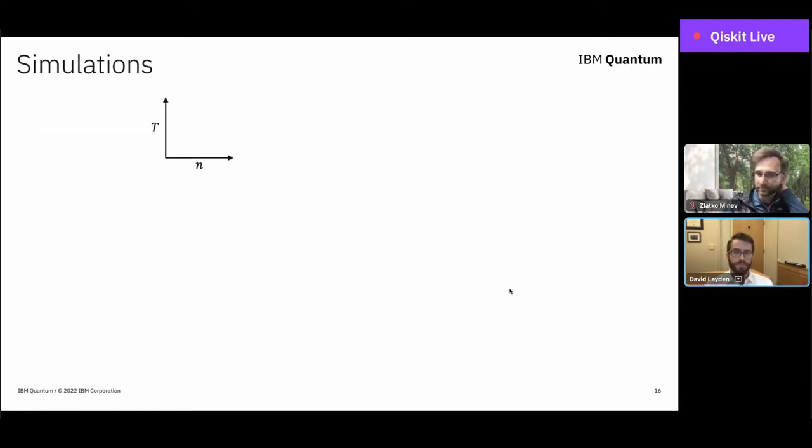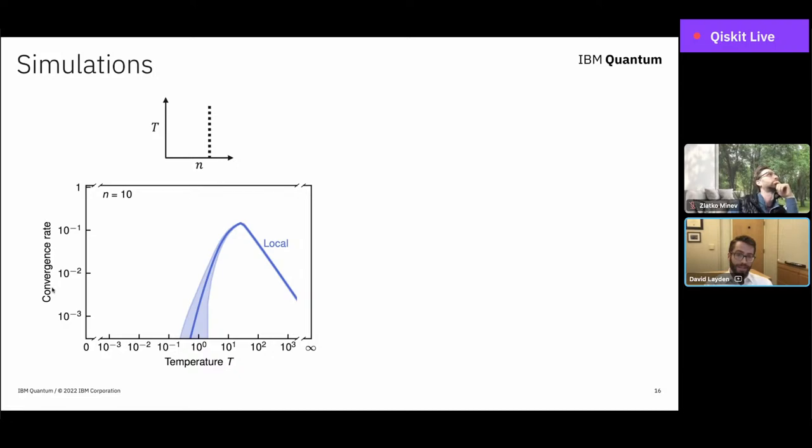So because we have this two-dimensional parameter space to control the difficulty, there's two natural ways to visualize our simulation results. The first is to take a vertical slice where we hold the number of spins fixed and we vary the temperature. And so here what I'm showing is the convergence rate on the y-axis compared to the temperature for a fixed number of bits equal to 10. And I'm showing the convergence rate on average for the classical MCMC algorithm with a local proposal. And so as you can see, at middle temperatures here, the convergence is quite fast, but the performance drops off quite sharply at both high and low T.